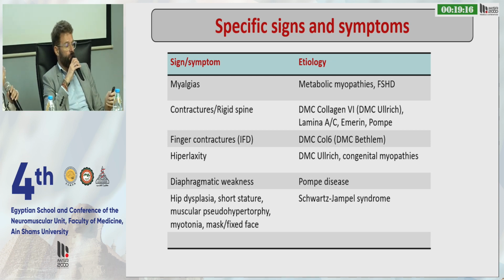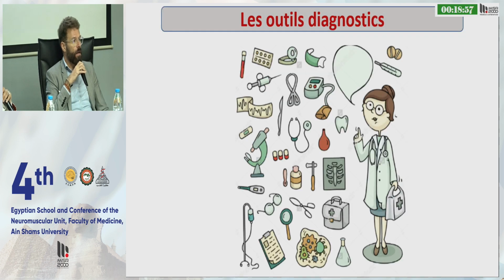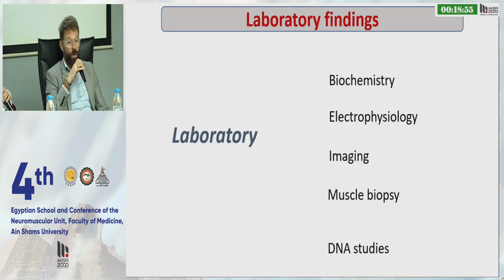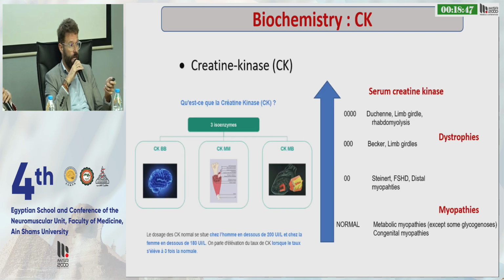And then you have this syndrome, maybe you have heard about it, the Schwartz-Jampel syndrome, that is very easy to recognize because you have dysplasia, short stature, muscular pseudohypertrophy with myotonia, and the fixed mask-like face with blepharophimosis. And diagnosis. Okay, we have seen the clinics, laboratory biochemistry, mainly serum CK, electrophysiology, imaging, muscle biopsy, DNA studies.